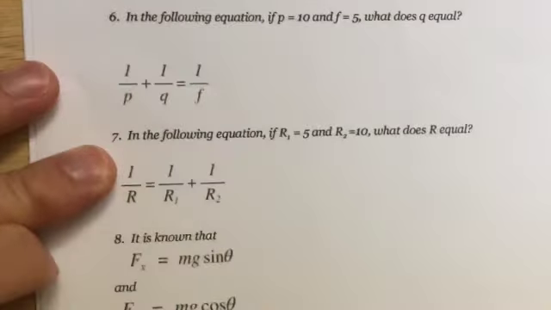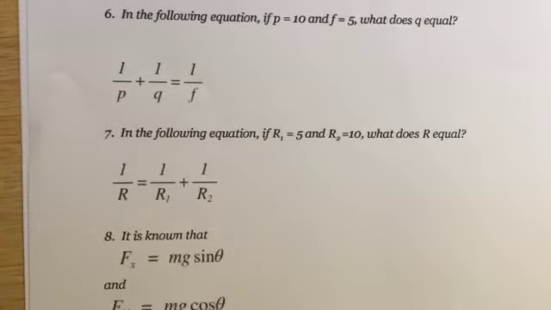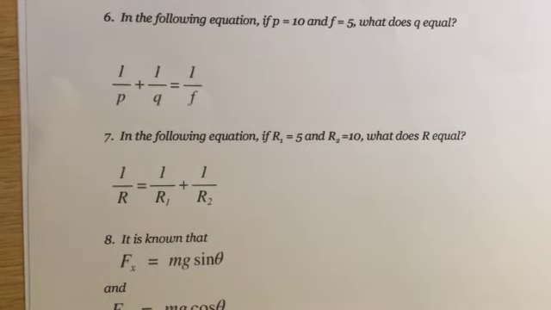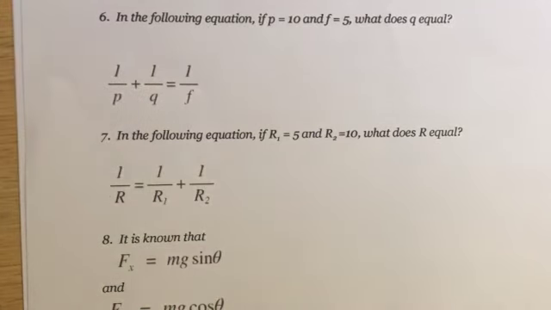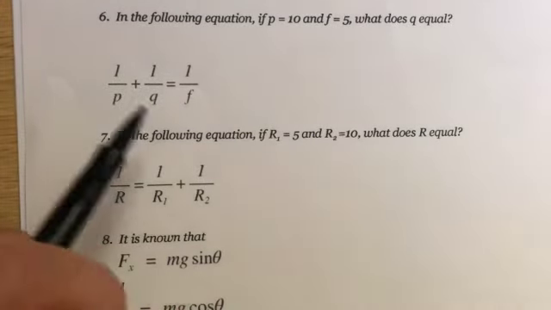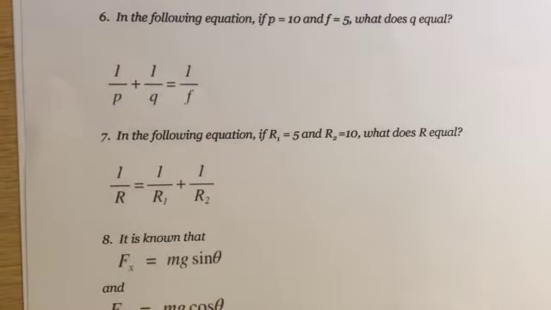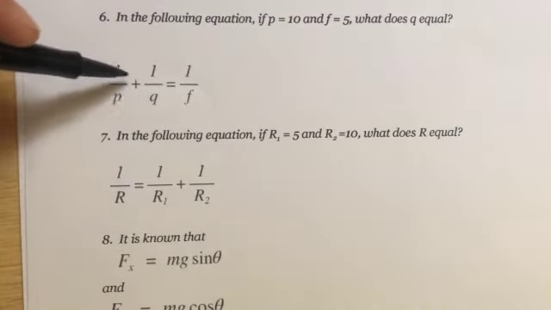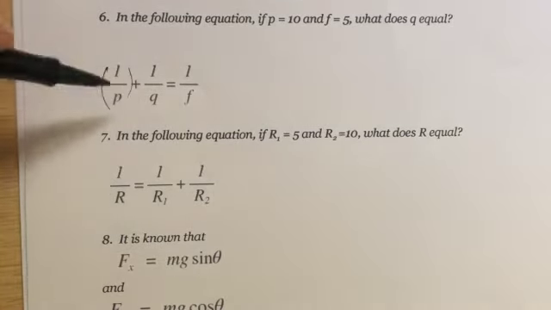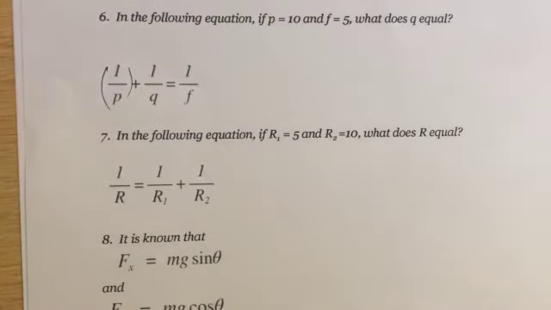All right, number 6. Here we've got some fractions that we're going to be adding together. It says in the following equation, p equals 10, f equals 5. What does q equal? This is something we see a lot during trimester 3. So basically, I'm going to rearrange everything first. I want to get q by itself on one side of the equation. After I have that, I will then input those other numbers. So how do I do that? Well, first of all, I need to get this 1 over p over to the other side of the equation.